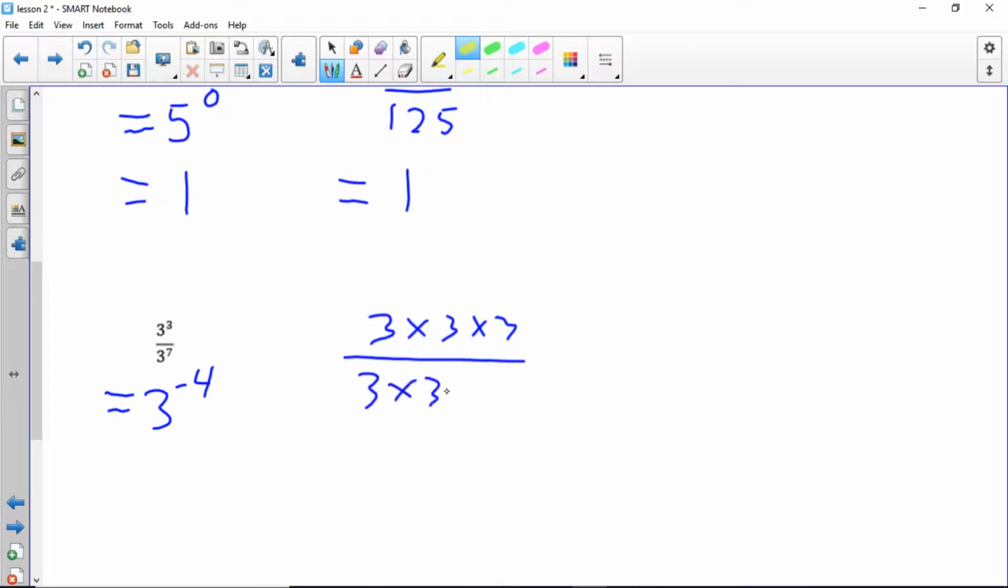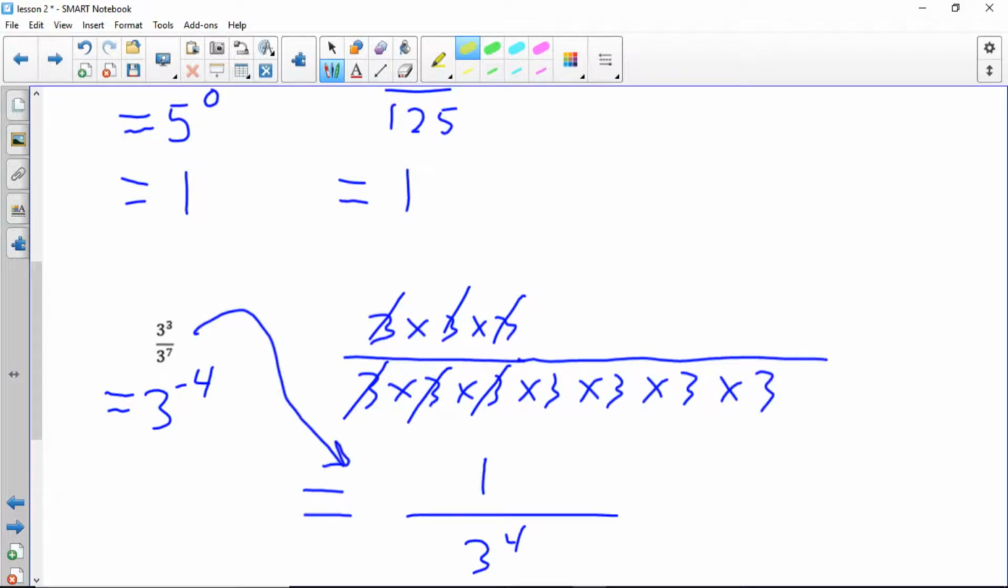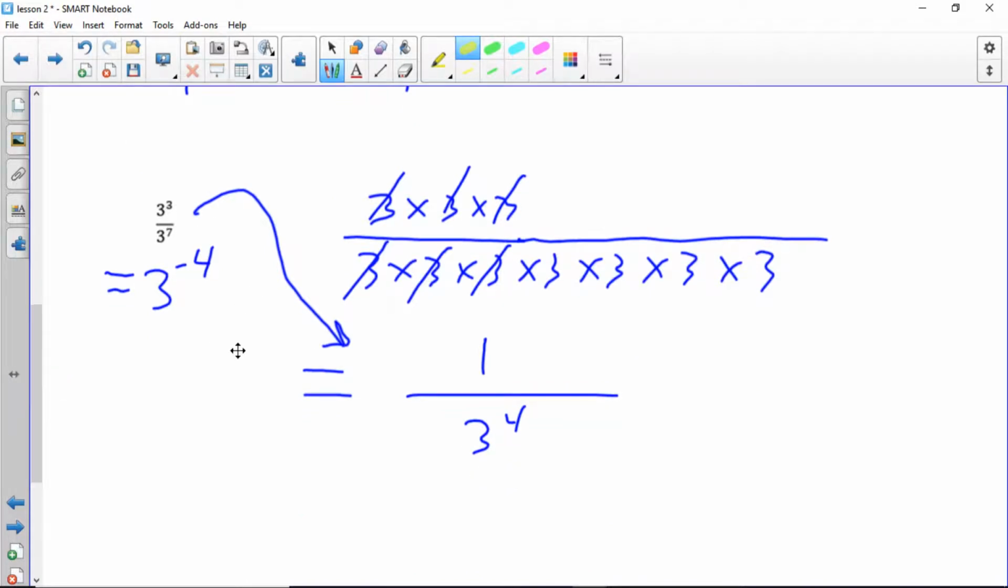Let me just write those out quickly here. 3, 4, 5, 6, 7. So 7 3s. Well, how do I evaluate that? I could, if I wanted to, start dividing 3s. And on the numerator, I have 1, and then I have 1, 2, 3, 4 3s down here. So 1 over 3 to the power of 4. So I know that 3 to the power of 3 divided by 3 to the power of 7 is definitely 1 over 3 to the power of 4. According to our exponent laws, though, it's 3 to the power of negative 4, and what we just learned is that that is the same as 1 over 3 to the power of 4.